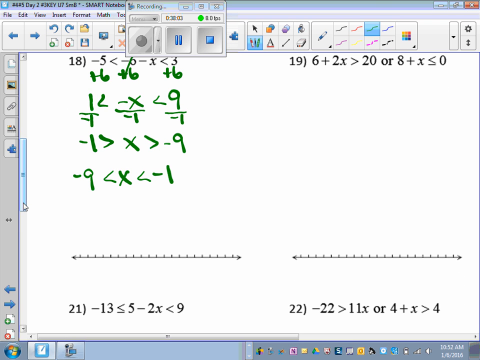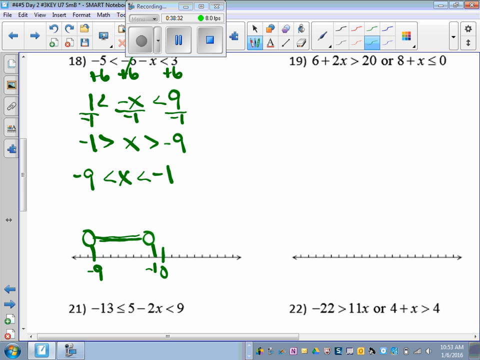Alright, let's go ahead and graph this. 0, 1, 2, 3, 4, 5, 6, 7, 8, 9. -9. -1. Trey, did you have open or closed circles? Good, open. And it's everything in between. Alright, questions on the ones we've done so far?